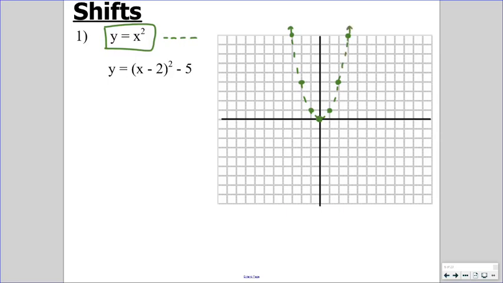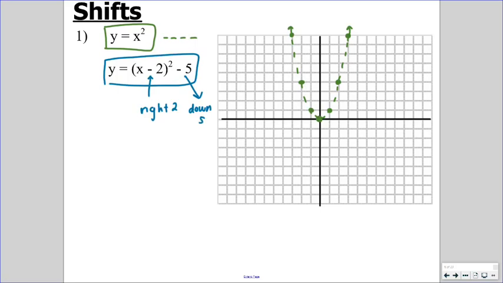All right. Our parent function, I did that in a dashed line. If you've got multiple colors at home, you can graph them in different colors instead. I'm going to do the transformed function then in blue. So ask yourself, where are we taking the parent function? x minus 2 squared minus 5. We're taking the parent function x squared. We are going to shift it to the right 2. And then that minus 5 means we're going down 5.